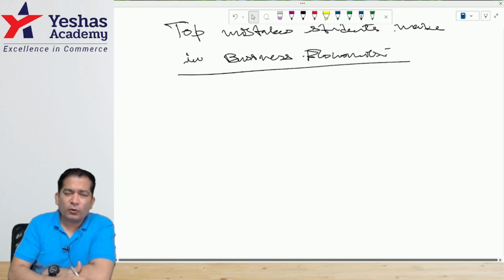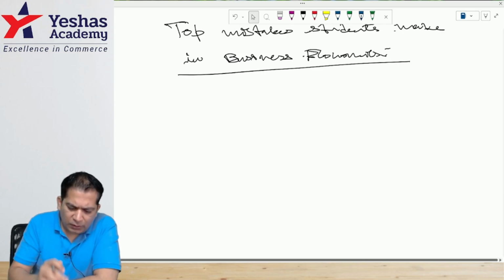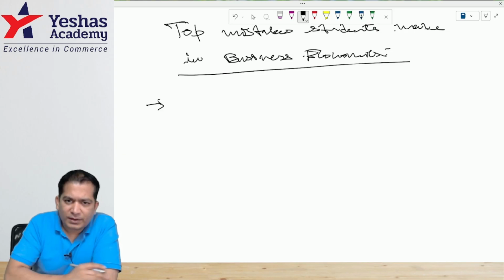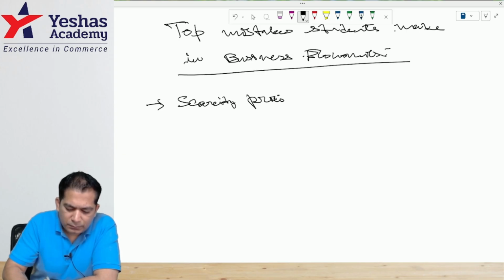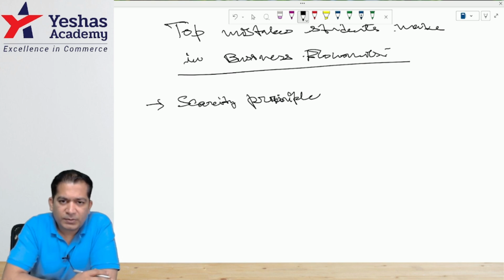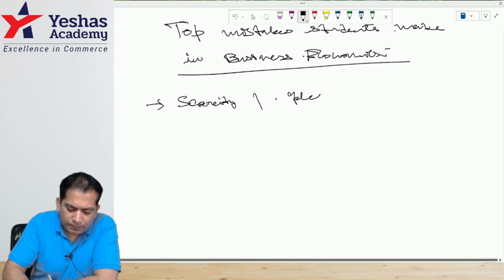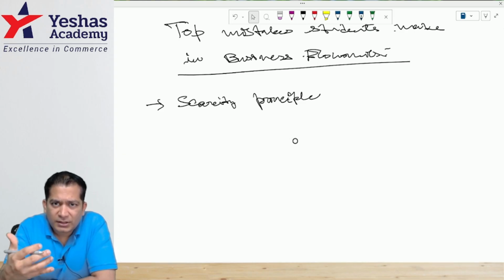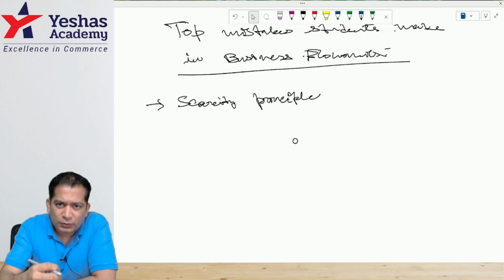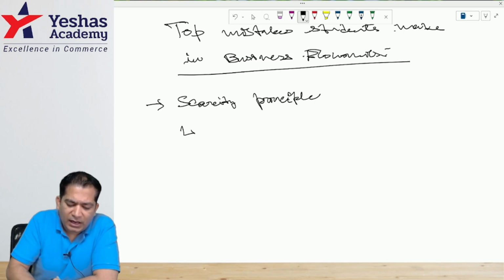So where should our focus lie? First of all, from chapter 1, you need to focus on the concepts given by Lionel Robbins. It means what we call the scarcity principle. It means with regard to scarcity of resources, unlimited wants and alternative uses of resources, and from there they ask you the central problems.